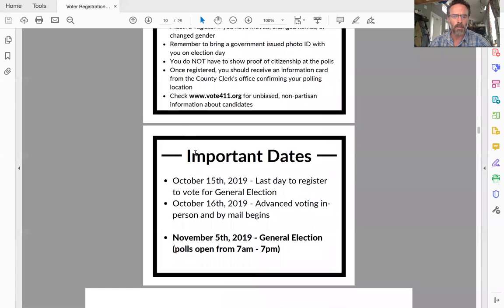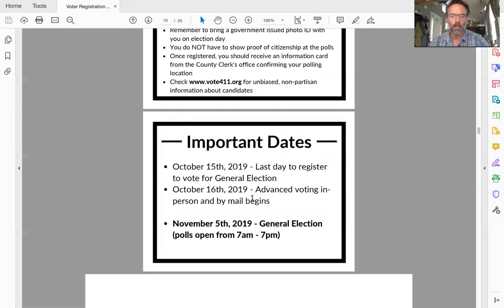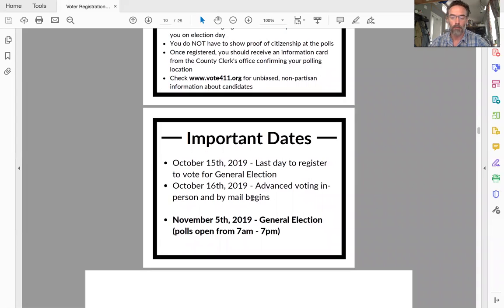The things we haven't covered are the important dates. October 15th is the last day to register to vote in the general election. October 16th is when advance voting in person and by mail begins. And then November 5th is the election. Now, keep in mind our forum, the People's Forum, is on October 10th, so that's actually before the last day to register to vote for the general election. So we'll be registering voters at the actual event itself.